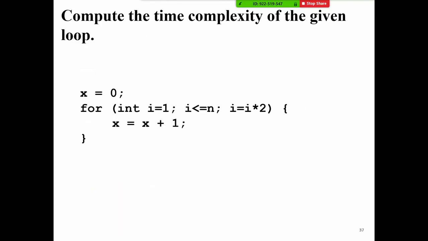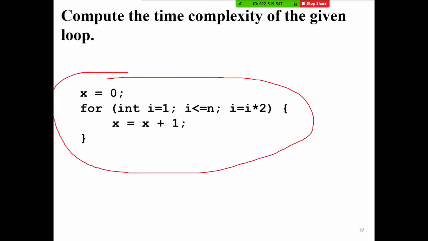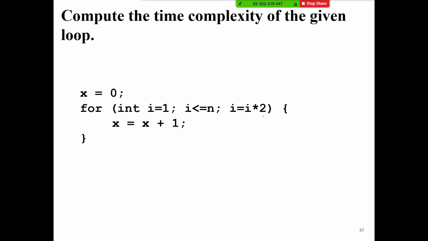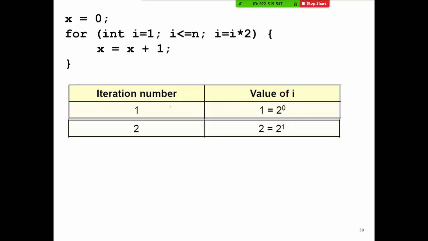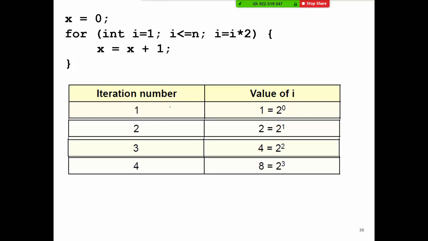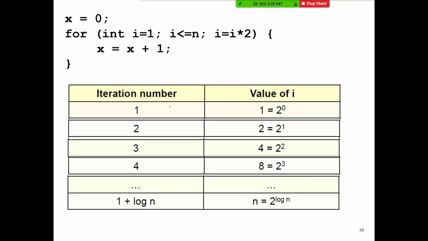These are examples of for loops. You can see in this for loop, i starts from 1 up to n, and the increment is times 2. So the for loop is not incremented by 1, it is actually multiplied by 2 each time. You start from i equal to 1, then the next iteration i is equal to 2, the next i is equal to 4, then 8, and this will continue. So the number of iterations will be like 1 plus log n.